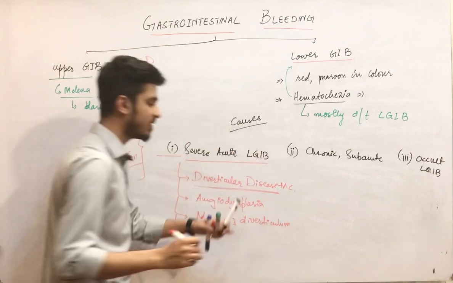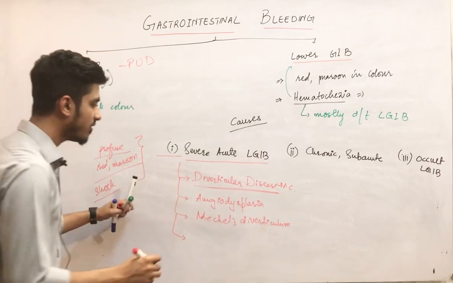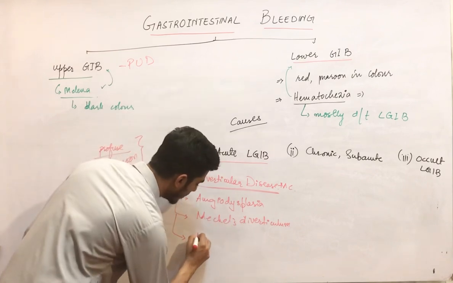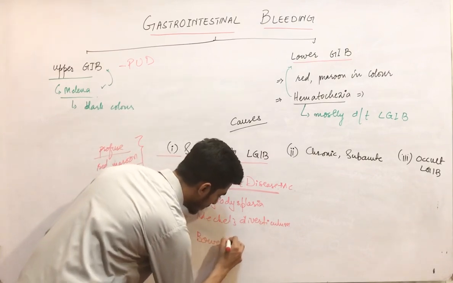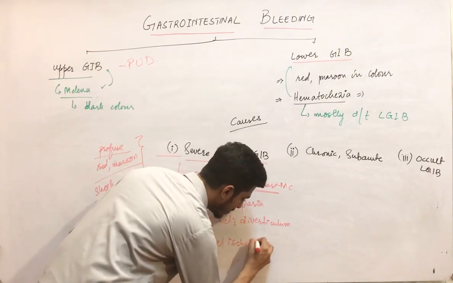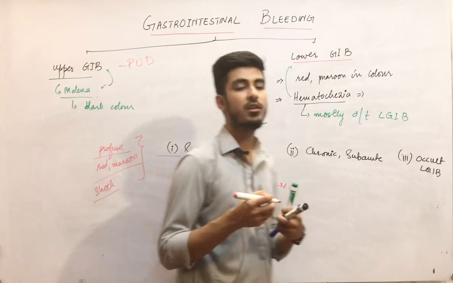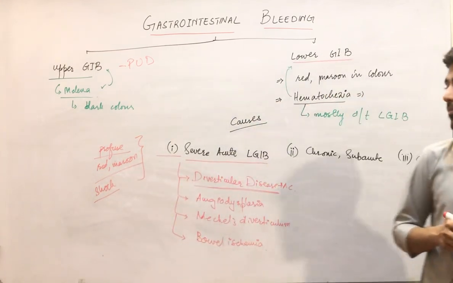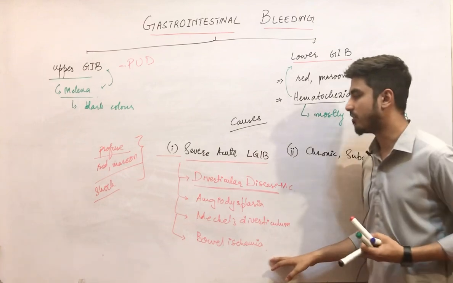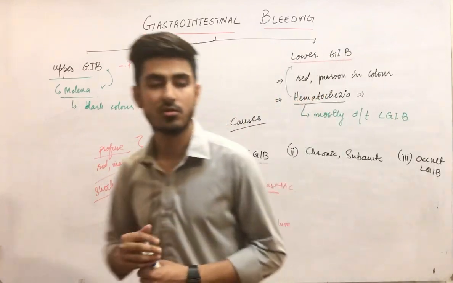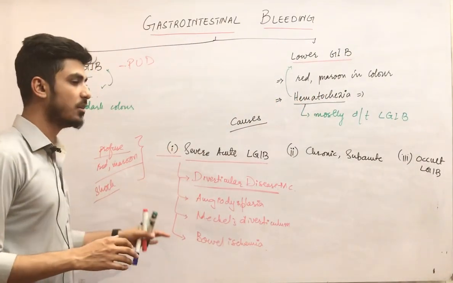This we will be discussing separately, Meckel's diverticulum. And then we have the bowel ischemia. This occurs due to the occlusion, the blockage, of the inferior mesenteric artery. These are the basic four causes of severe acute lower GI bleeding.